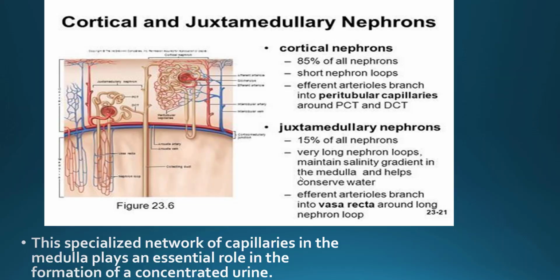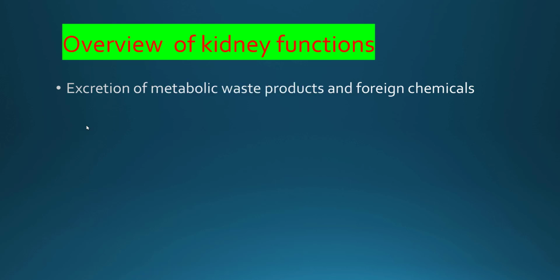This specialized network of capillaries in the medulla plays an essential role in the formation of concentrated urine. Here you can see that they emerge from the Bowman's capsule, run side by side with the loop of Henle and come back to the cortex, and they play a specialized role in the formation of concentrated urine.